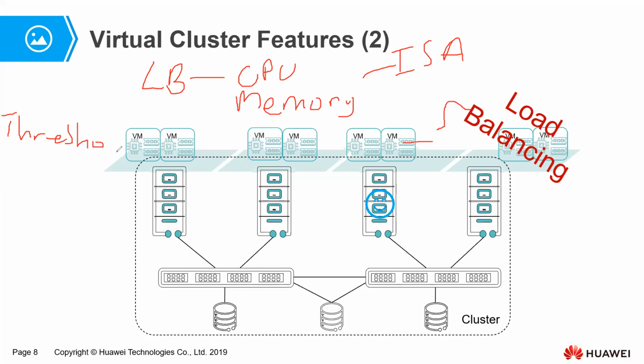So the threshold can be manually specified by the system admin, or it can be defined by the system. So in Huawei FusionCompute, if CPU and memory usage of a host exceeds 60%, okay, then our virtual resource monitor will migrate virtual machines on that host to other hosts. So in FusionCompute, if we get 60%, it will migrate them to other hosts.